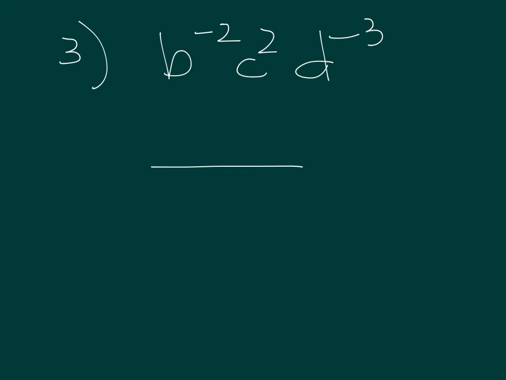All right, so I draw my fraction bar. B to the negative second is going to go to the bottom. C to the second is going to stay on top. D to the negative third is going to go to the bottom. And we get c squared over b squared d to the third. And that's your final answer.